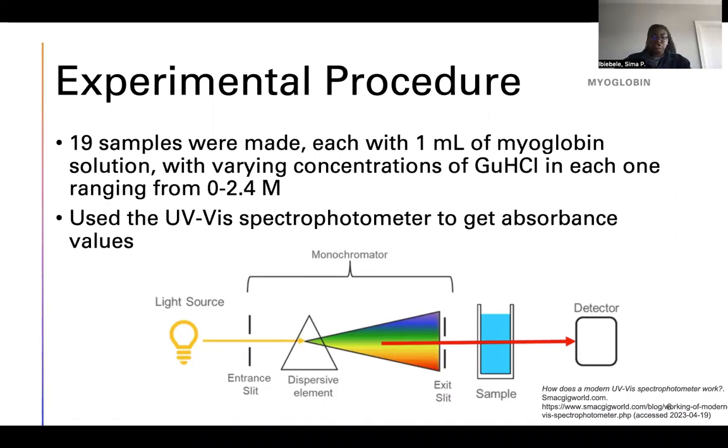The experimental procedure for this lab was fairly simple. We made 19 different samples. Each sample was 5 milliliters total and was made up of myoglobin solution, buffer, and guanidine hydrochloride. They all had the same amount of myoglobin solution at 1 milliliter. They had different amounts of guanidine hydrochloride and buffer solution, so each sample would have a different concentration of guanidine hydrochloride, with the concentrations ranging from 0 to 2.4 molar. We then ran each sample through a UV-vis spectrophotometer to get absorbance values.